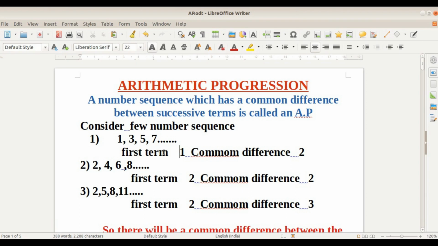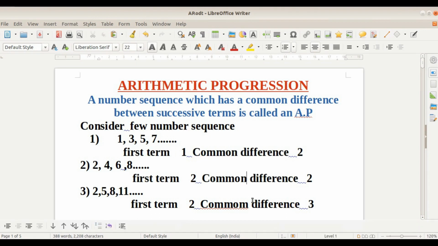Then we can go to the next sequence: 2, 4, 6, 8, etc. Here the first term is 2. The difference between the second and first term, 4 minus 2, is 2. Similarly, the difference between the third term and second term, 6 minus 4, is also 2. 8 minus 6 is also 2. So in this sequence also the common difference is 2.